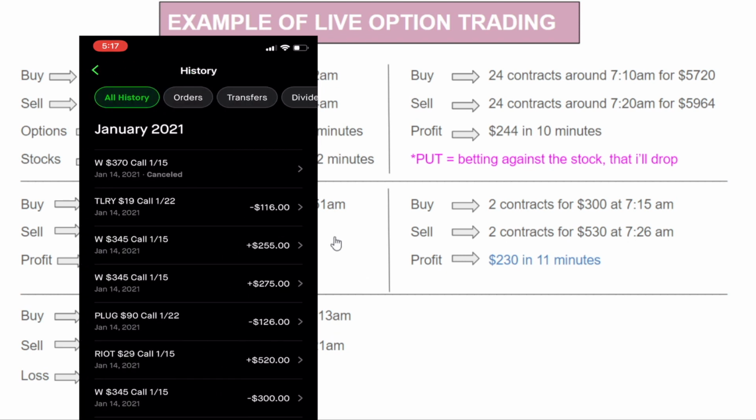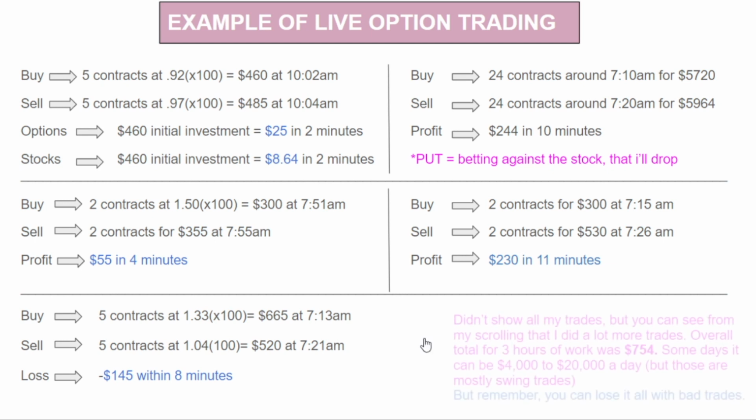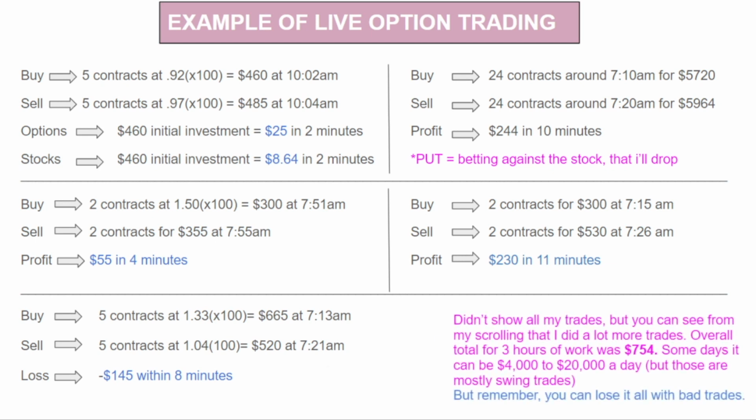So that same day, like I said, stocks move fast, so it's not always profits. I lost $145 on the Bitcoin ETF Riot. I bought 5 contracts for $665 at 7:13 and I sold it at 7:21 for $520, for a $145 loss. I didn't want to hold it any longer because I wasn't sure of the volatility of Bitcoin. Looking at my charts, there was no volume and my candlesticks were all red, so I just didn't want to hold it any longer.